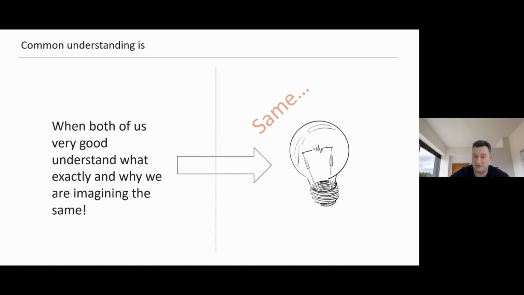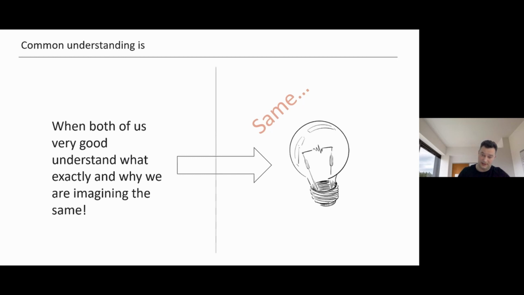For common understanding creation. Only in that case can we be sure that we're going to have the same picture in our heads, and we're going to create exactly this functionality or this part of value that our client needs to have. When both of us understand very well what exactly and why, we imagine the same. This is the phrase: we need to have the same vision, the same picture in our heads of what we're going to do. That is why we align everything.